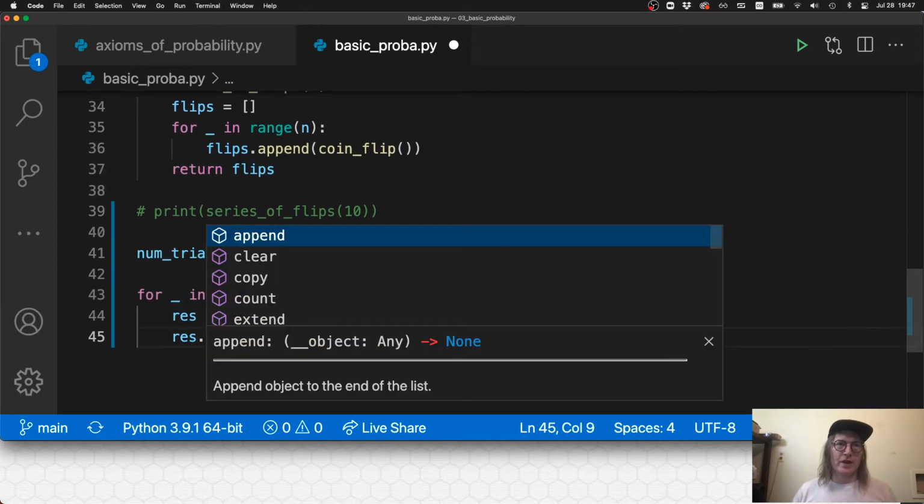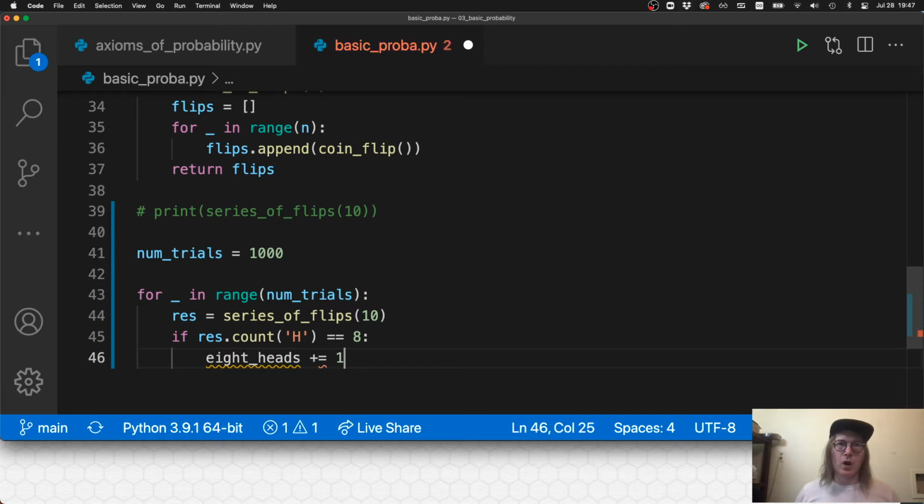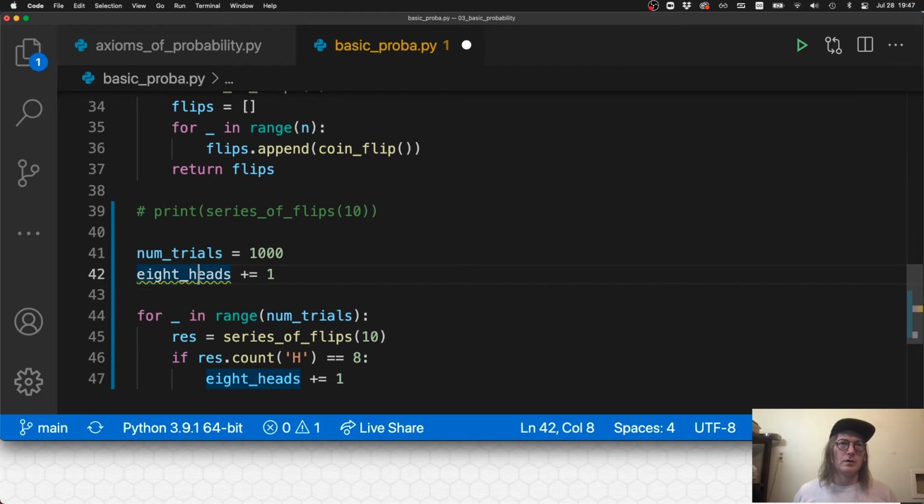We're going to say res.count of h for heads. If that is equal to 8, then we're going to increment a counter, right? So if that is equal to 8, we're going to say 8 heads plus gets 1. Of course, we need to establish this counter up here, and we'll start it off at 0, simple accumulator.